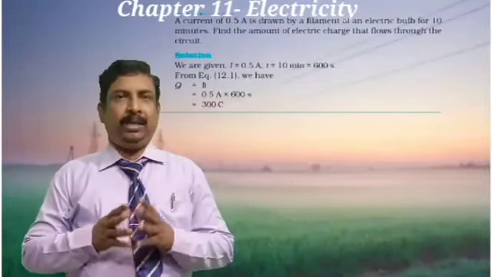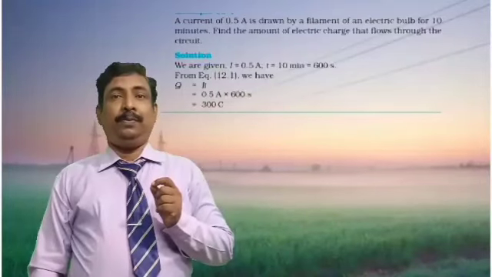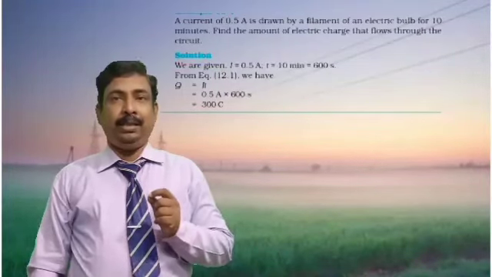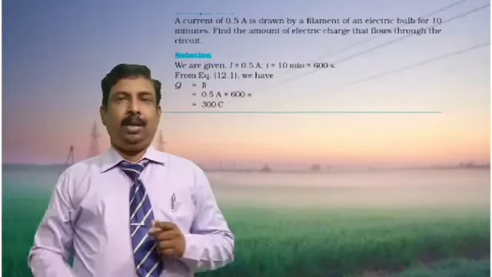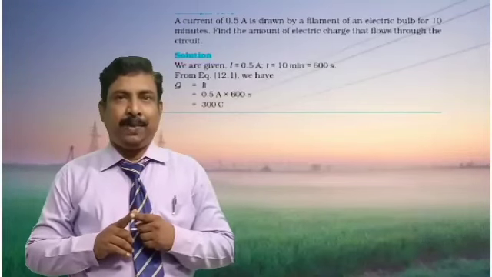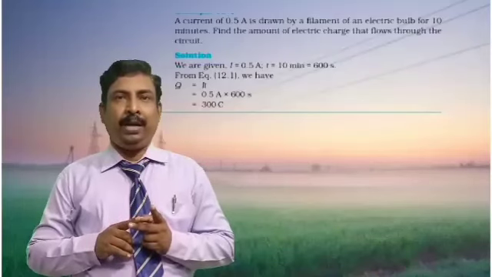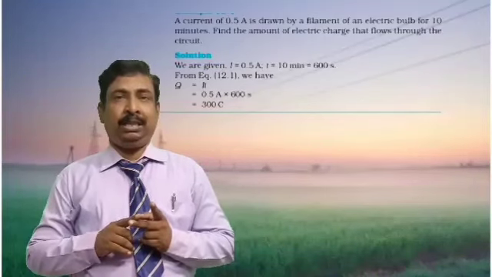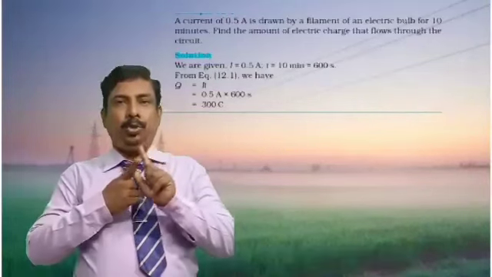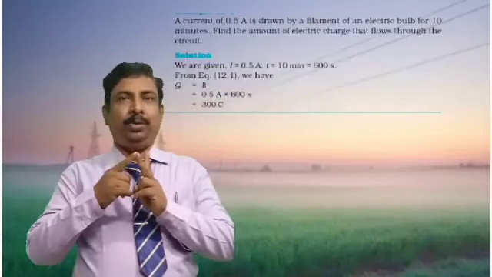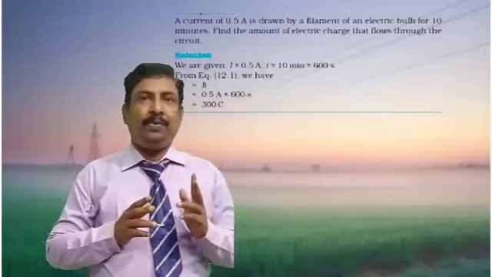Now we are going to see the first example question. In this, the amount of current is 0.5 amps, and in how much time is it passing? 10 minutes. And what we need to find? The amount of charge flow. So here two things have been given and we need to find one. Based on these three terms, we have one formula.